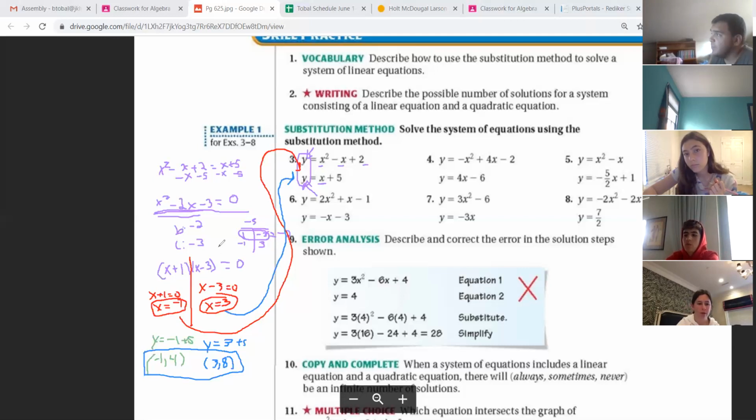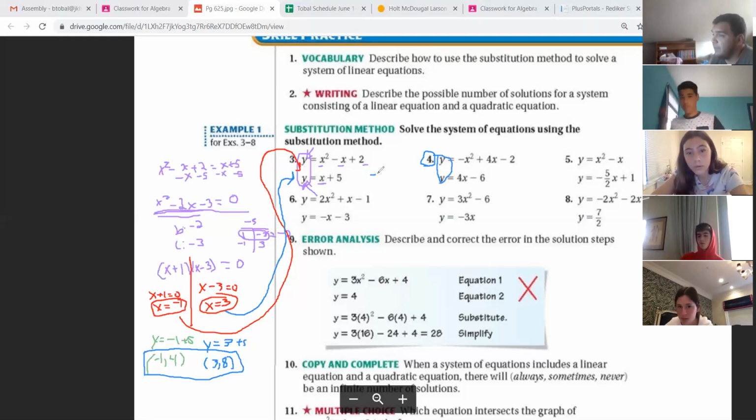All right. The thing is, this takes up a lot of space, so I kind of want to erase it, but I don't want to erase it right now. So I'm going to start over here, and I'll erase it later. Okay. So number 4, we're going to first, they both equal y. Because they both equal y, I can set them equal to each other.